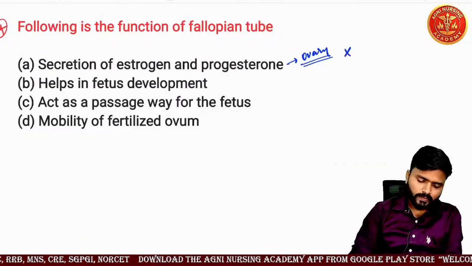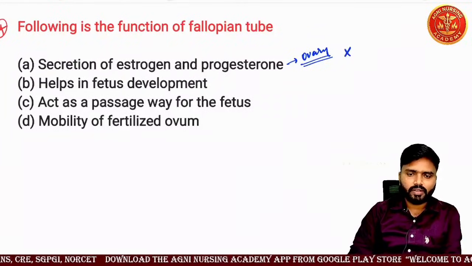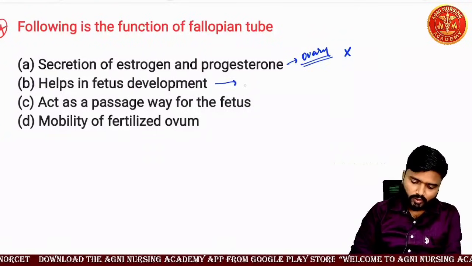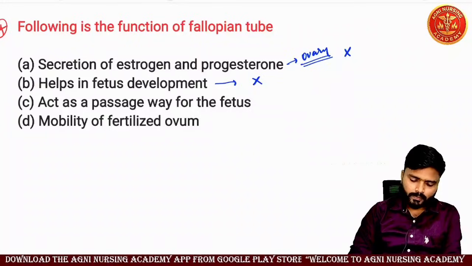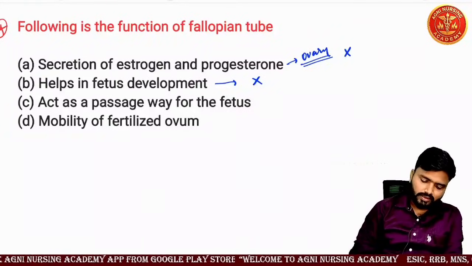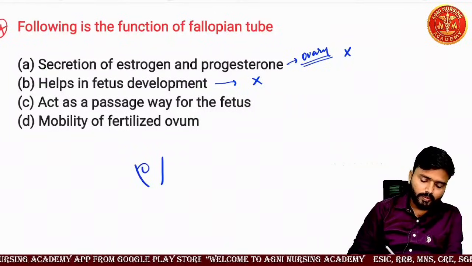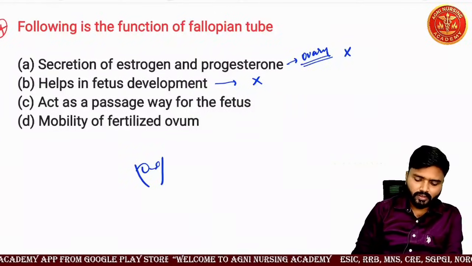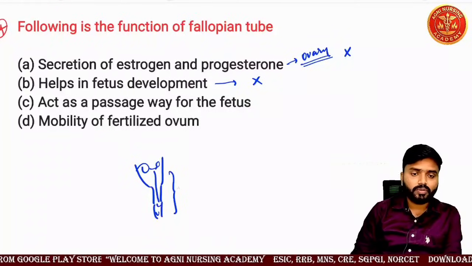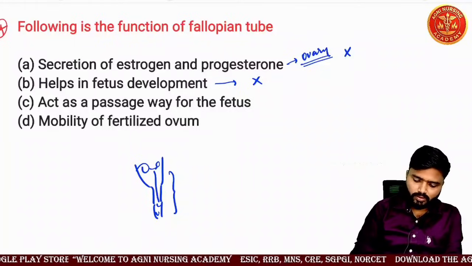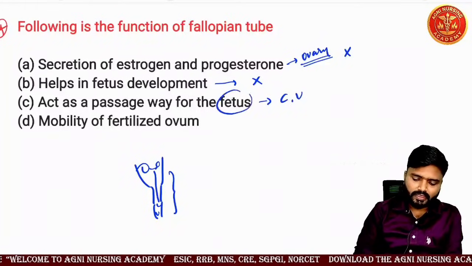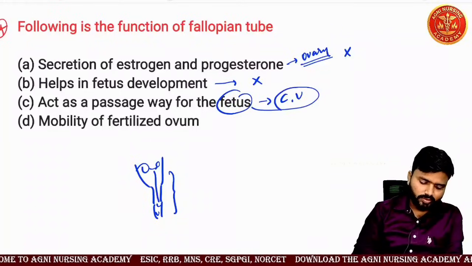So this is also wrong. Helps in fetal development: no, fetal development will happen in the uterus, not in the fallopian tube. Understood? So this is also a wrong answer. And option C, act as a passageway for the fetus: you can see here, the fetus will be developed in the uterus, and the cervix and vagina are the passageway for the fetus, not the fallopian tube. Understood? So this is also wrong.